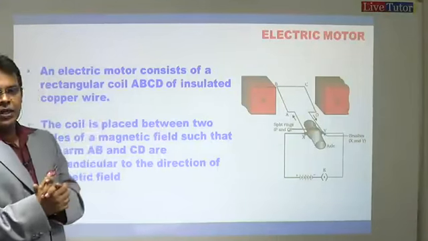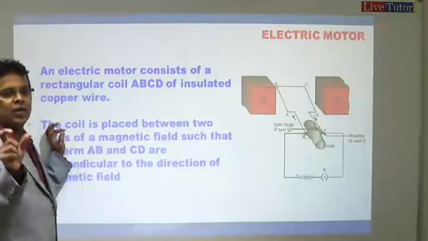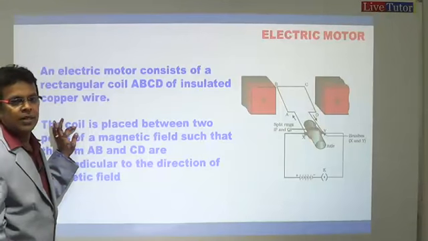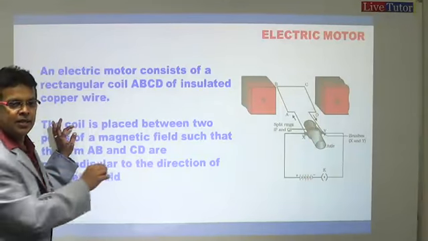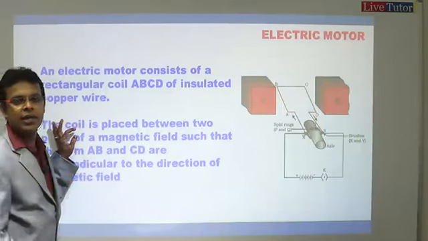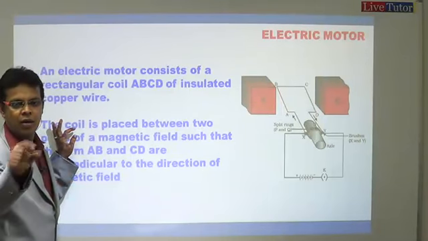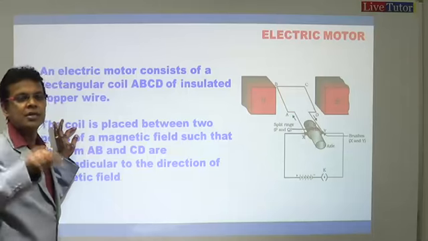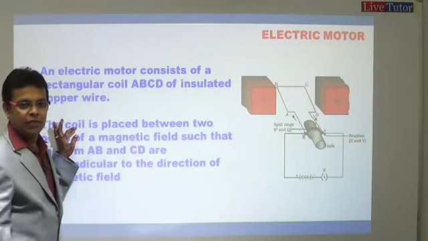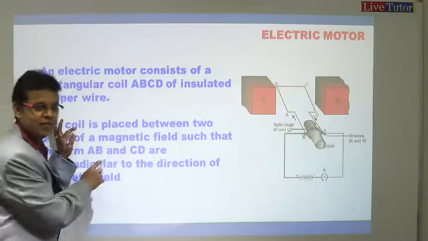Here, in all electric motors, the coil will be in a rectangular form. By the end of this session, you will understand why it should be in a rectangular form. Why should it not be a rod, or a circular form? Why should it be rectangular? For this question, you have to answer me at the end of this chapter.